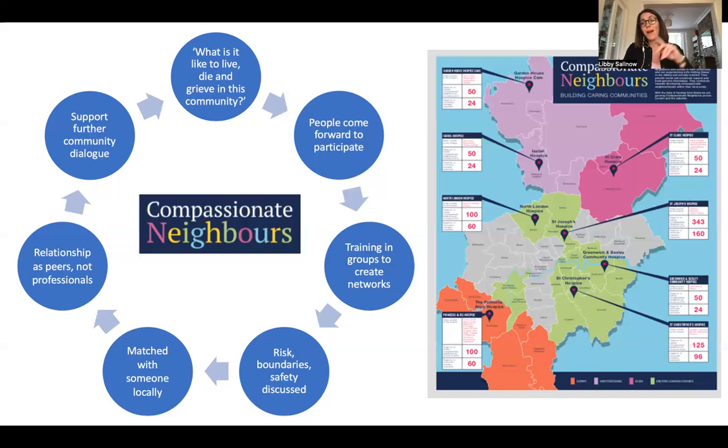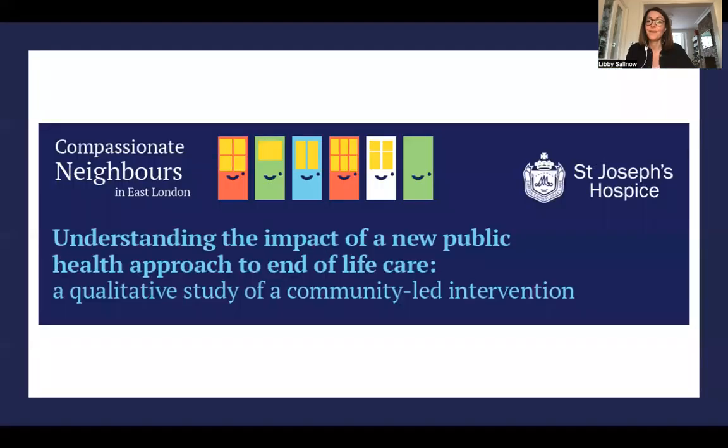So the circle goes round, and the idea is that that area, that community, gradually becomes a more compassionate place to live and die. And this is a map of where in the southeast of England we've been developing that. There are now over 2,000 volunteers, not as many as in Kerala, but a really good start to begin shifting the experiences of people at the end of life.